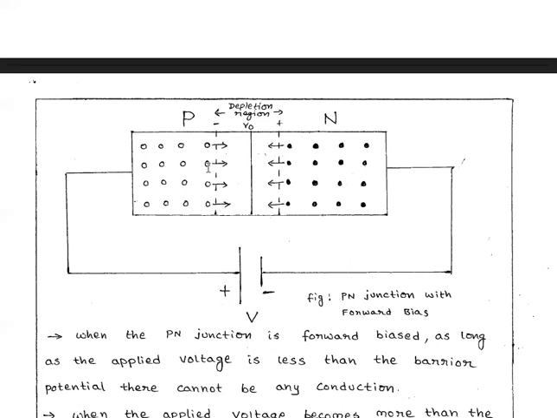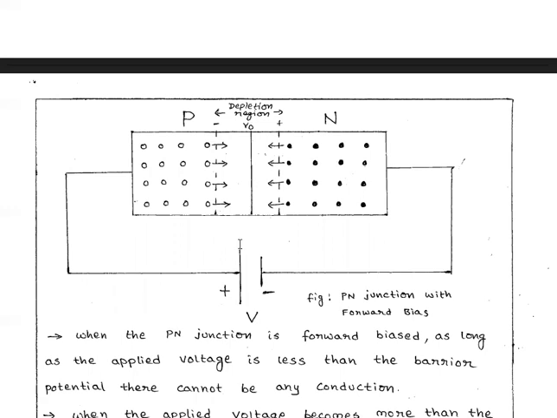Thus, the applied voltage overcomes the potential barrier voltage. This battery voltage applied is greater than the potential barrier voltage. Then the barrier width will be decreased. As forward voltage increases, what happens? These holes are moving towards like this. These electrons are moving towards like this. Then the potential barrier width will be decreased.